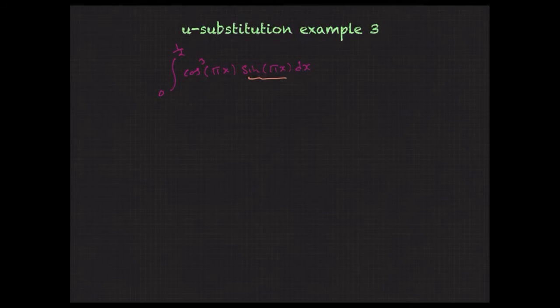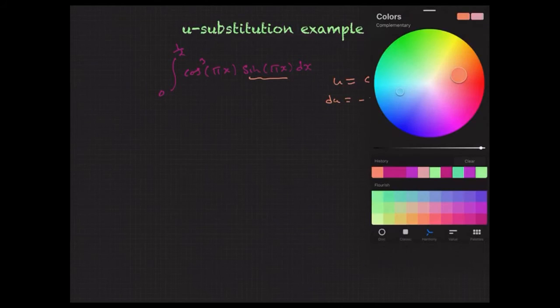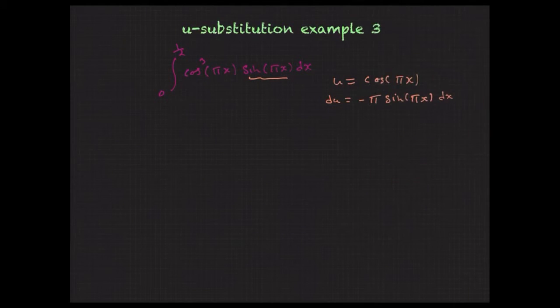And again, we're just going to go with it and see what happens and do the adjustments if we need to. So setting u equal to cosine of pi x, we get du equal to, now it's going to be negative pi sine of pi x dx. And this guy right here is the one that we need to be matching. We need to create this in here by making appropriate adjustments.